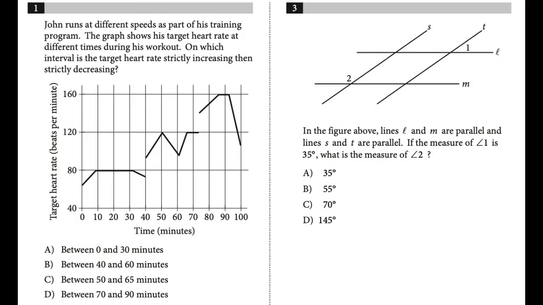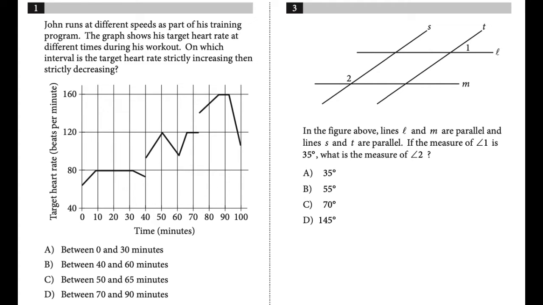Number 1. John runs at different speeds as part of his training program. The graph shows his target heart rate at different times during his workout. On which interval is the target heart rate strictly increasing, then strictly decreasing?